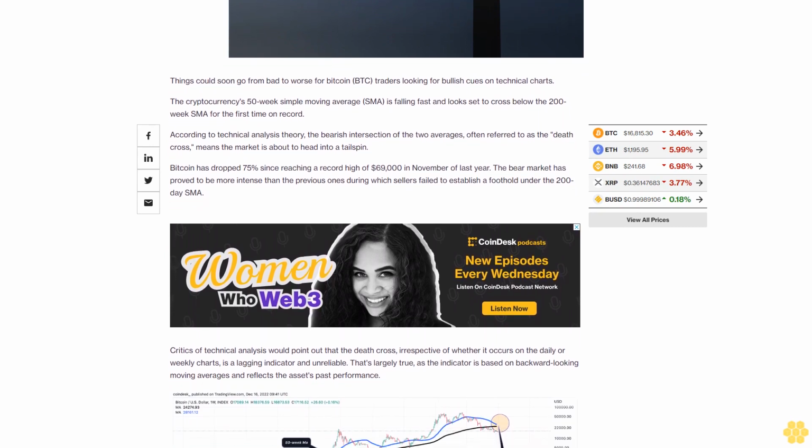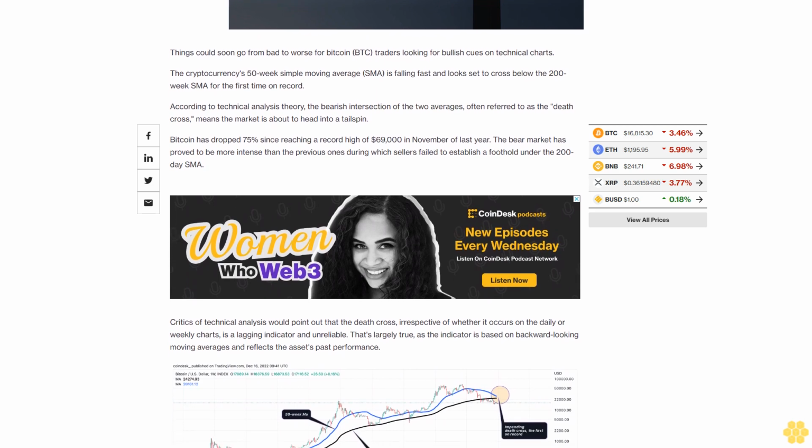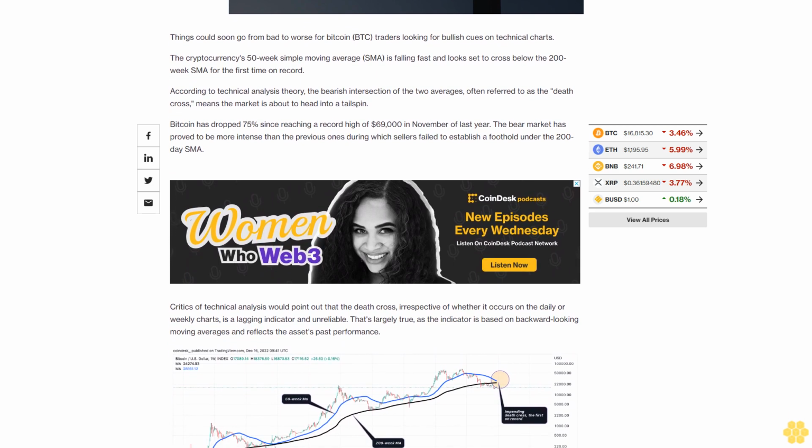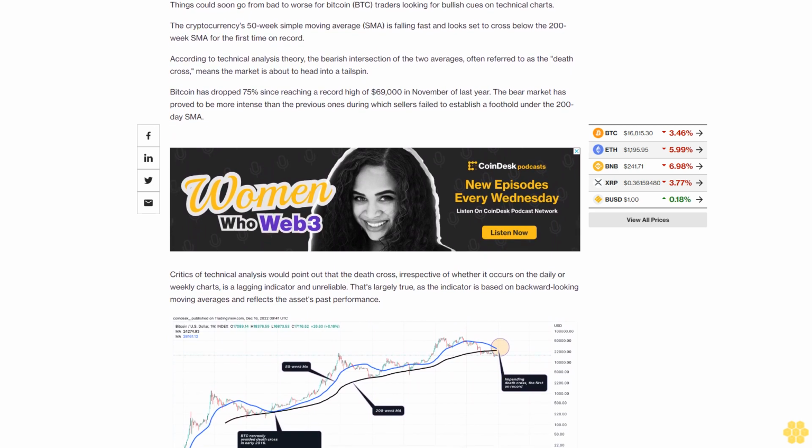Bitcoin has dropped 75% since reaching a record high of $69,000 in November of last year. The bear market has proved to be more intense than the previous ones, during which sellers failed to establish a foothold under the 200-day SMA.